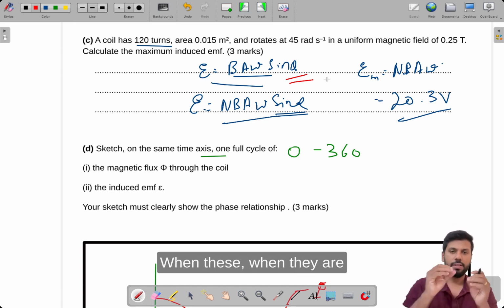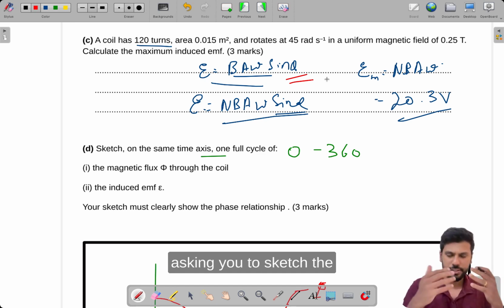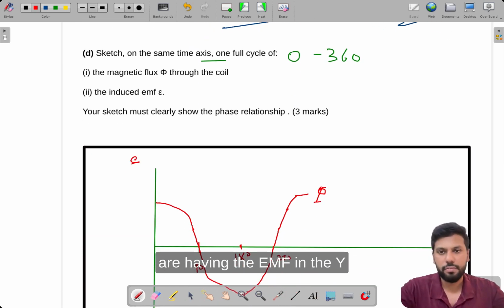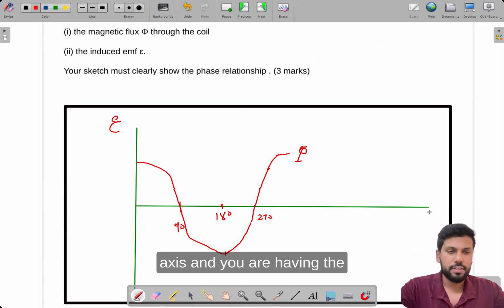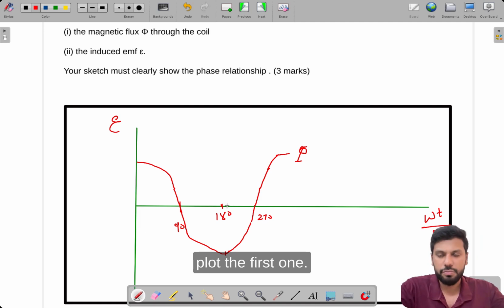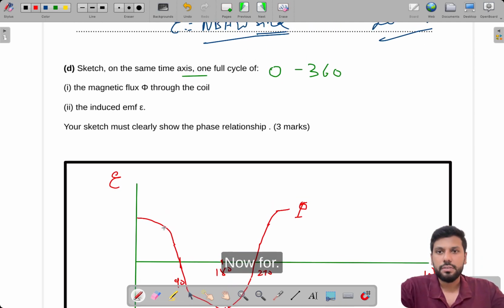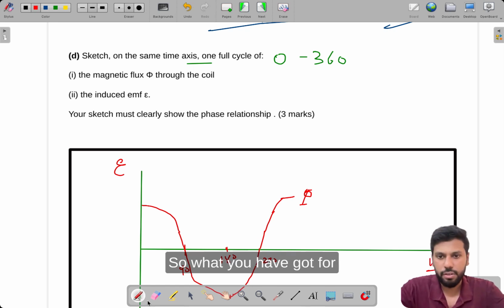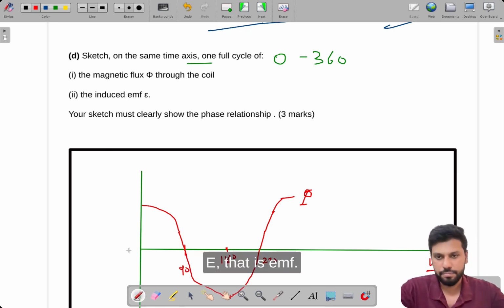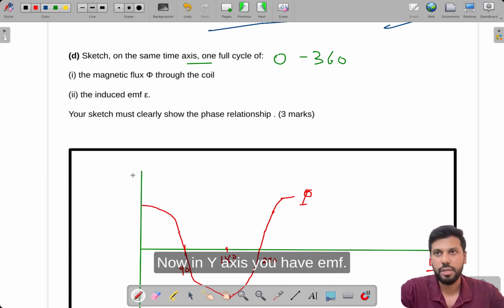Understand, when they're asking you to sketch the relationship, you have the EMF on the y-axis, and you have theta or omega t on the x-axis. So this is how you plot the first one. Sorry, this is for flux. Now on the y-axis you have E, that is EMF.